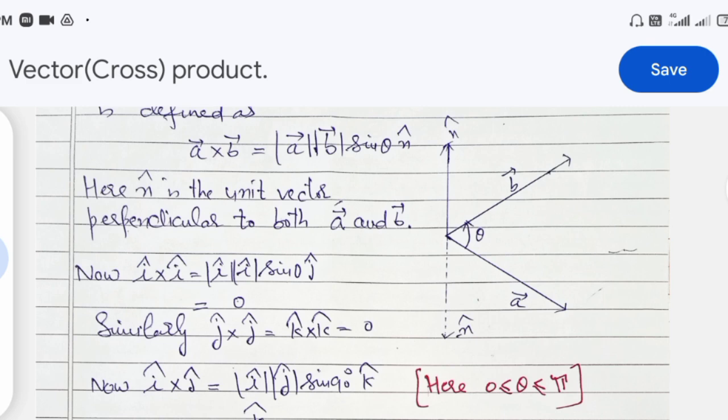Here we have to do this vector product in the anti-clockwise direction, from A to B. This is the right-handed rule. If we curl our fingers in the direction from vector A to vector B, the thumb impression will be on the upper side of the two vectors.